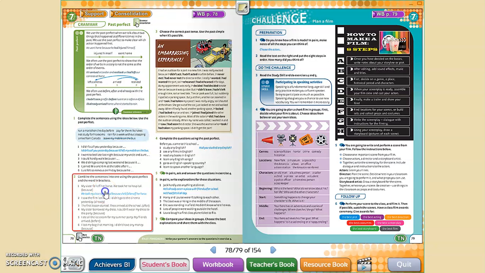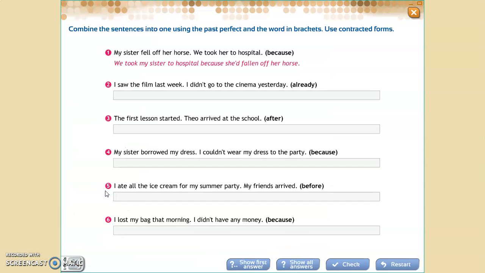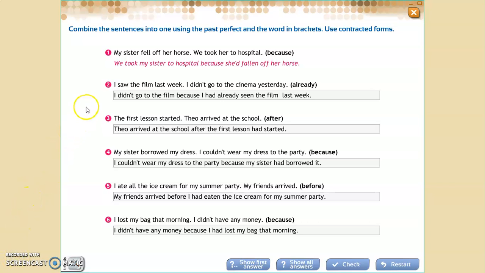Okay, so I'm gonna click here. And now this looks more interesting because now I have to combine the 2 sentences into one using the past perfect and obviously the clue in parentheses. Okay, so let's do this. So the number 2 says, I didn't go to the film because I'd already seen the film last week.